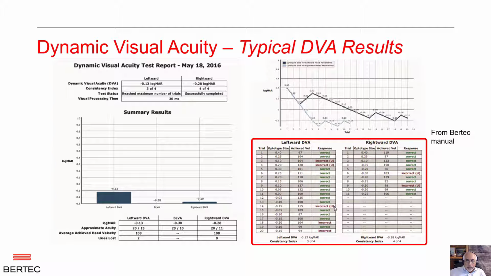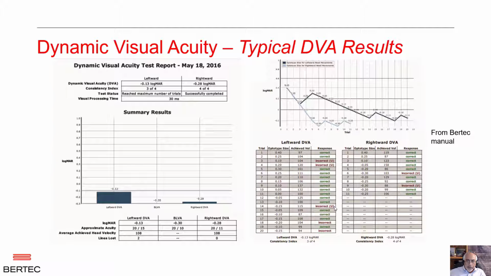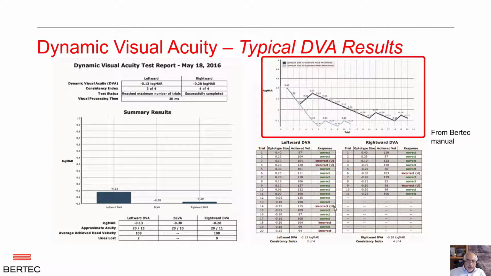On the right-hand side, you see a table that lists what size optotype was displayed and if the patient identified its direction correctly. There are two tables, one for head movements in one direction, in this case leftward DVA, and one for the opposite direction, in this case rightward DVA. The graph at the top shows the progression of the test from the beginning to the point where the computer is able to determine the threshold.